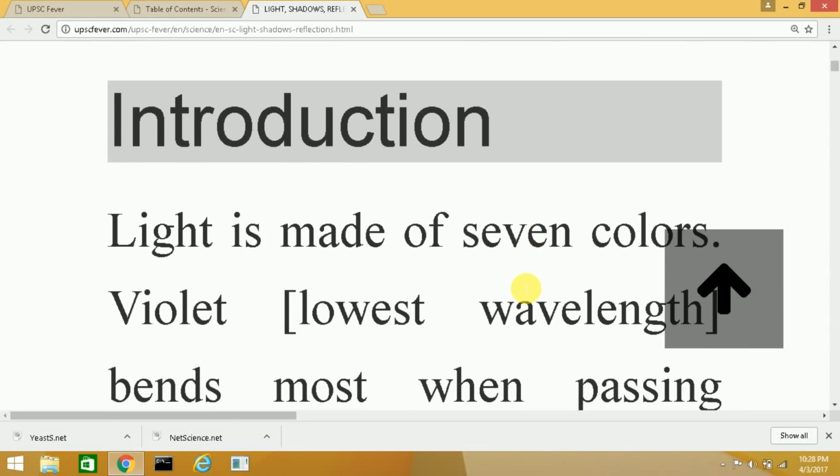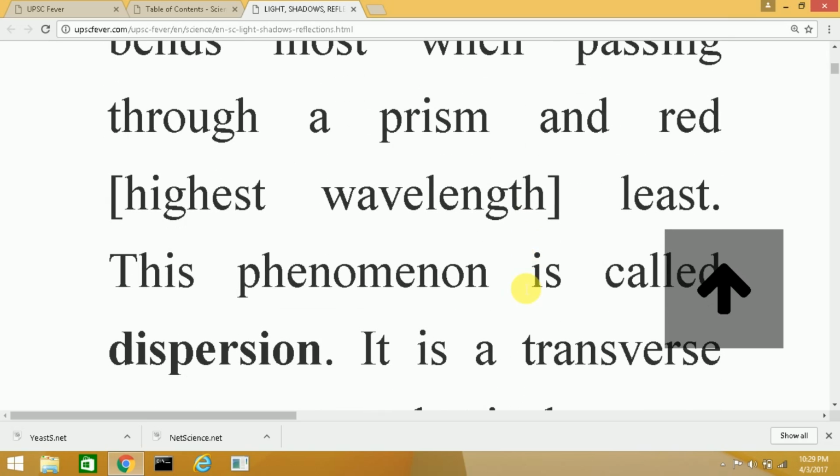So the chapter starts with an introduction about light. Light is made up of 7 colors, violet being the lowest wavelength and which bends the most, and red has the highest wavelength and it bends the least. This bending of light is observed when light passes through a prism, and this phenomenon of bending of light is also known as dispersion. So you can note that down. Dispersion.